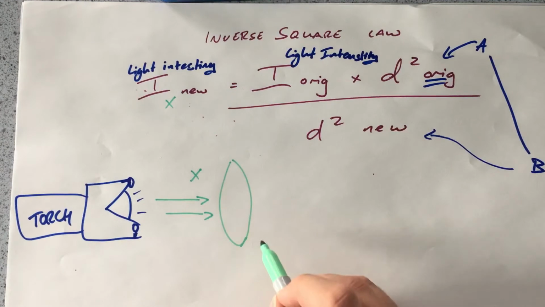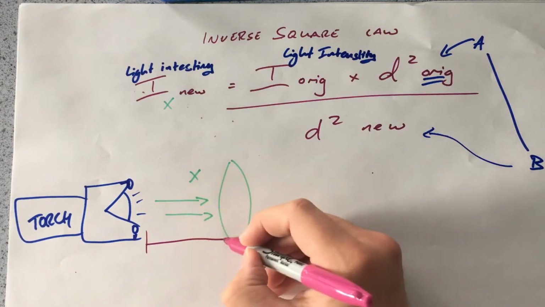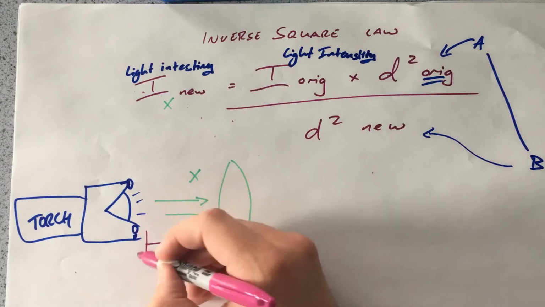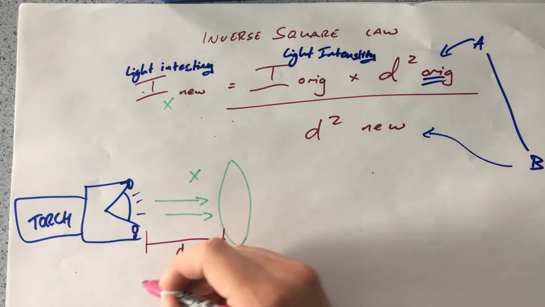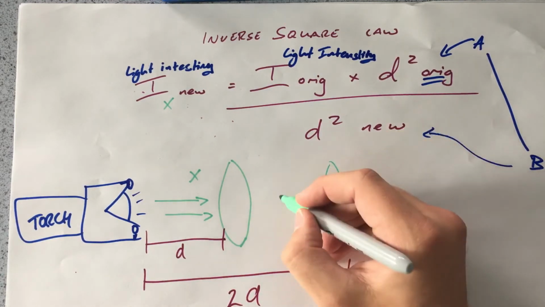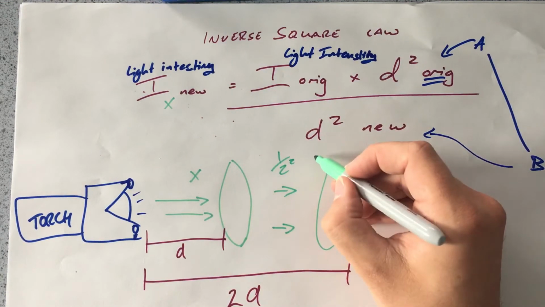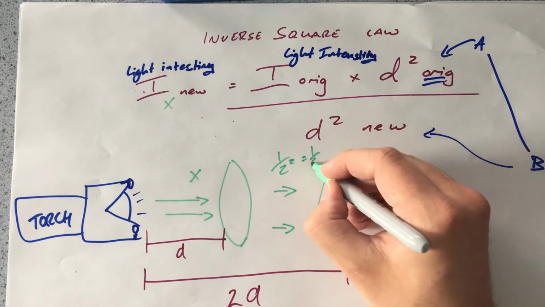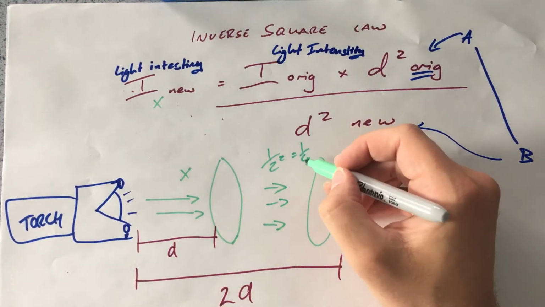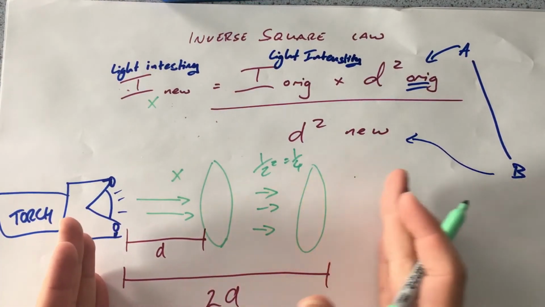I'm going to have to call this a distance as well. This is distance d. If I was to make this distance d twice as long, so if from the torch to the plant became 2d, then the light intensity hitting this plant wouldn't be half of x. It would actually be 1 over 2 squared of x. So that's actually a quarter. So the amount of light hitting this leaf wouldn't be half, even though it's double the distance. It's actually a quarter. So this is what the inverse square law means. The further you are away, the much less intense the light is.